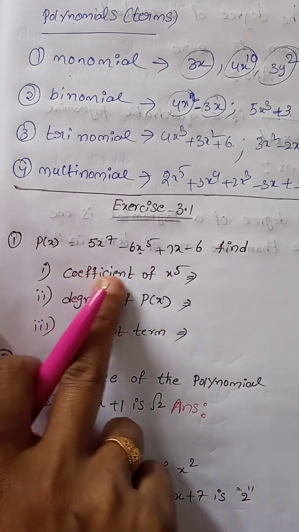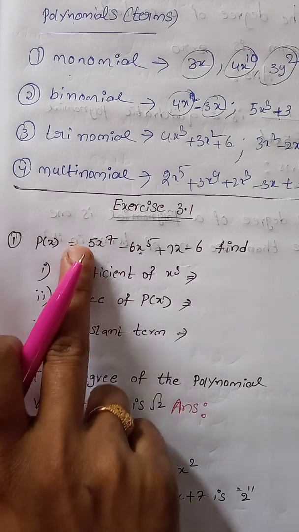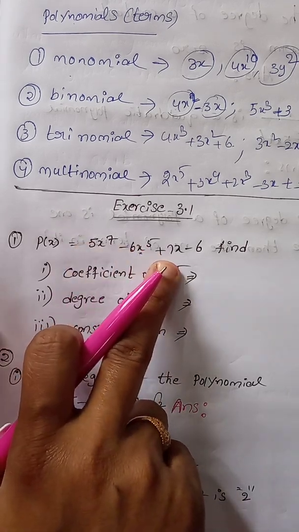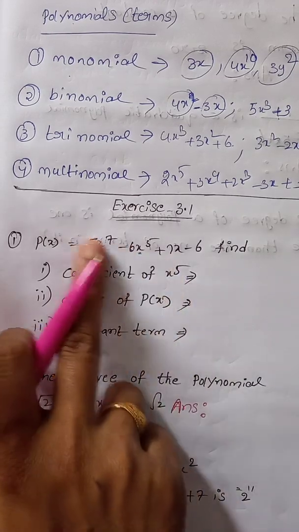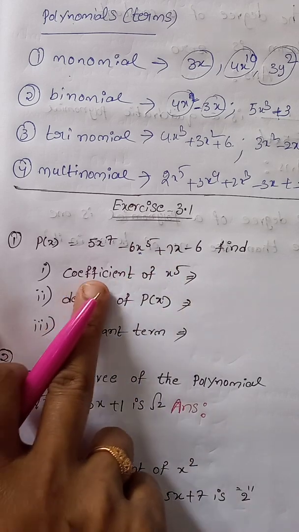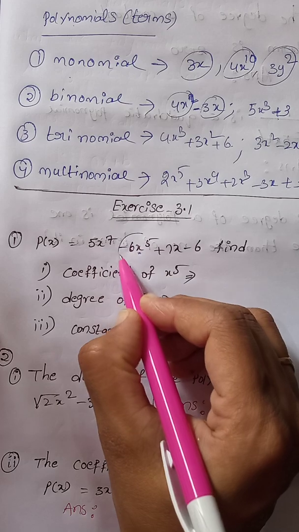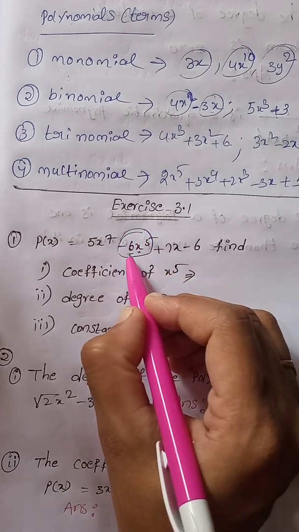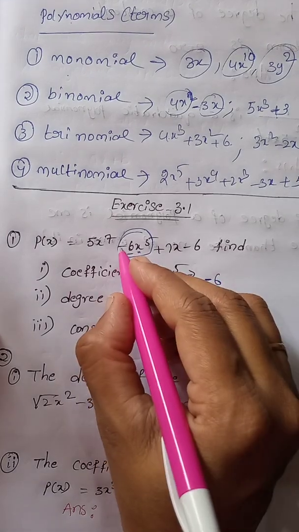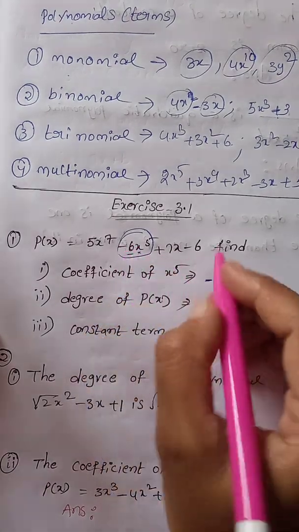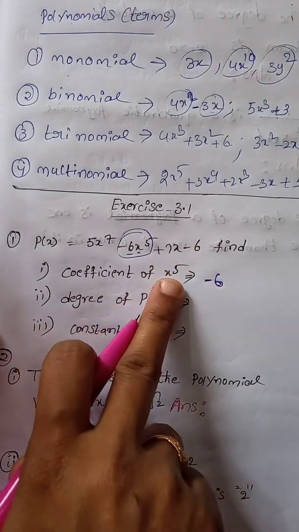What is meant by coefficient? The number which is multiplied to a variable is called a coefficient. Here 5, minus 6, 7, these three are coefficients, but here they are asking for the coefficient of x power 5. This is the coefficient of x power 5, it is minus 6. So write it along with the symbol also. Here 6 has a negative symbol. Okay, minus 6 is the coefficient of x power 5.